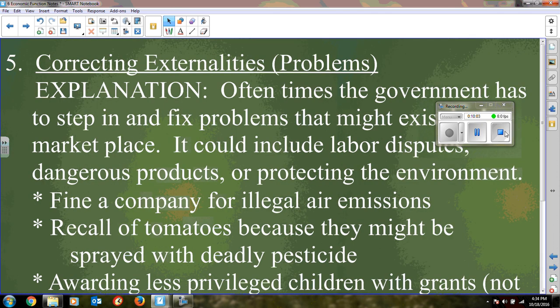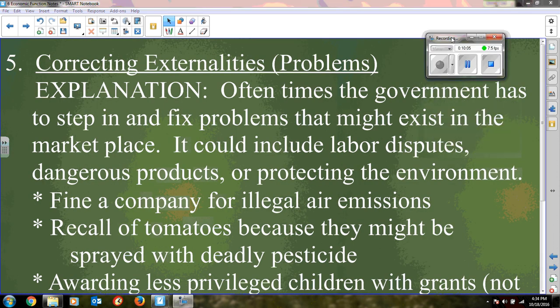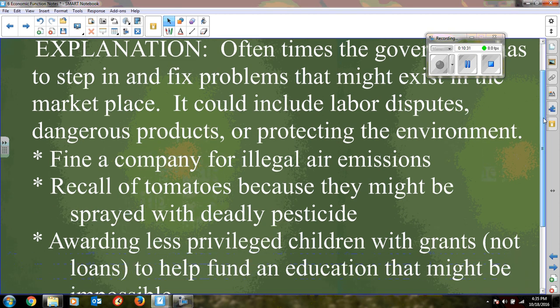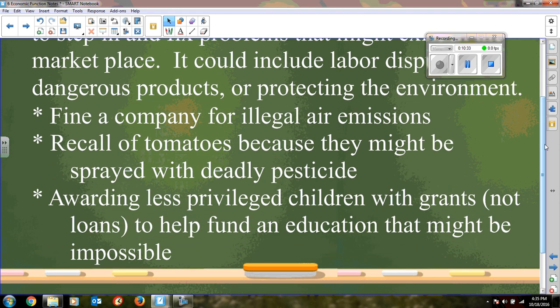Number 5, correcting externalities, which is just a fancy way of saying correcting problems. Sometimes the government has to step in and fix problems that might exist in the marketplace. This could include labor disputes, dangerous products, or protecting the environment. So, for example, to fine a company for illegal air emissions, to recall tomatoes because they've been sprayed with deadly pesticides, awarding less privileged children grants, not loans, grants, so that they might fund education that might be impossible.